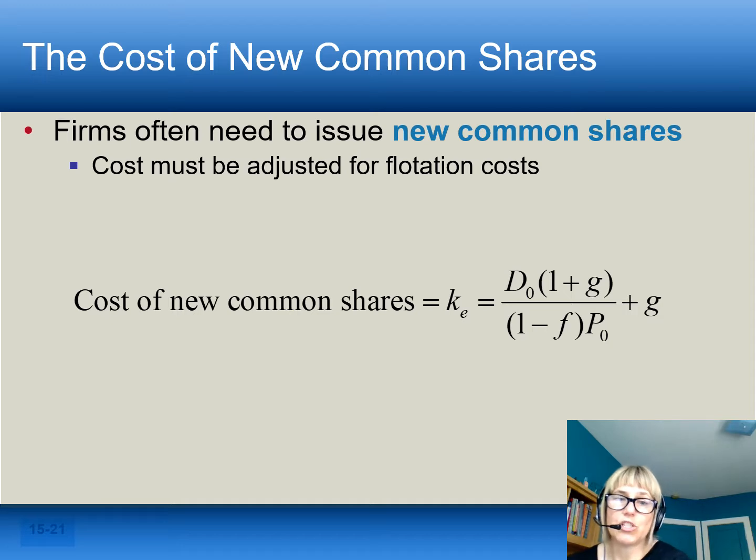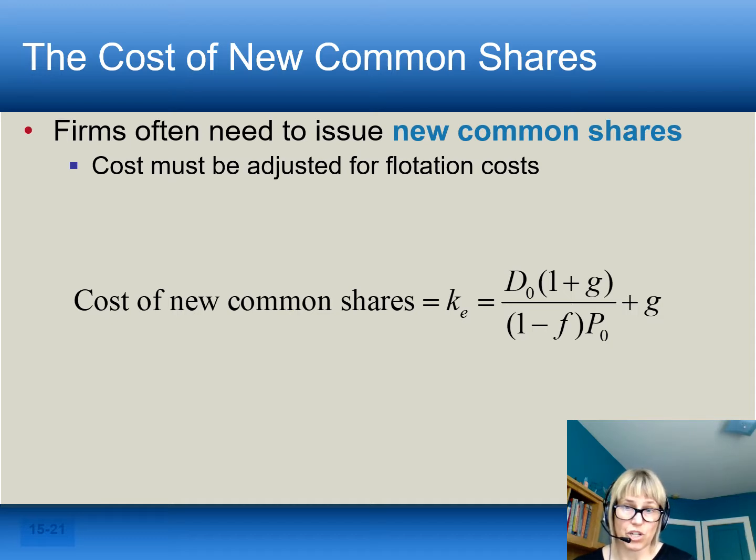So here's what we do. We basically say K, or the cost of equity under the Gordon model, is D0 times (1 plus G), over P0. Do you remember that D0 times (1 plus G), with G being the growth rate, is D1? So in other words, D0 times (1 plus the growth rate) is equal to D1. So either way it works. If they are new common shares, we add the (1 minus F) there in the denominator, where F stands for flotation costs.